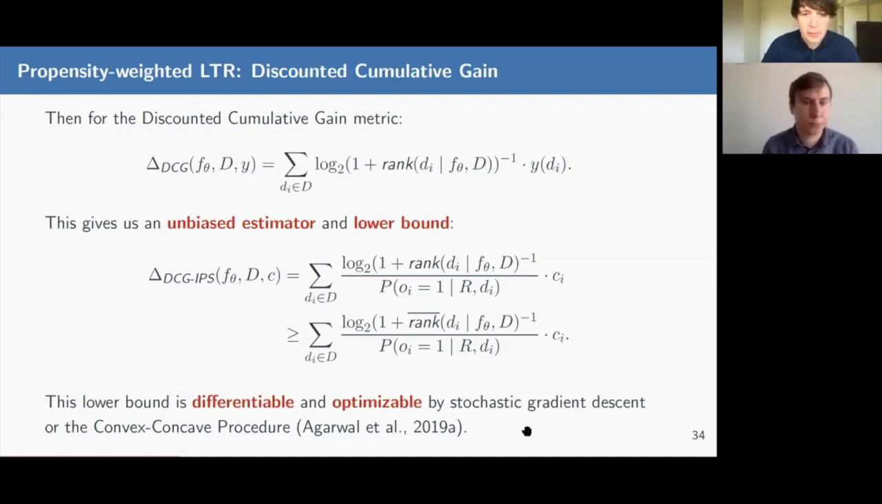So again, we have something we can optimize with stochastic gradient descent. There's also a more complicated convex-concave procedure. You can read this paper if you want to know more about it. But the main idea is we have a trick here which gives us a bound that's differentiable. All right.